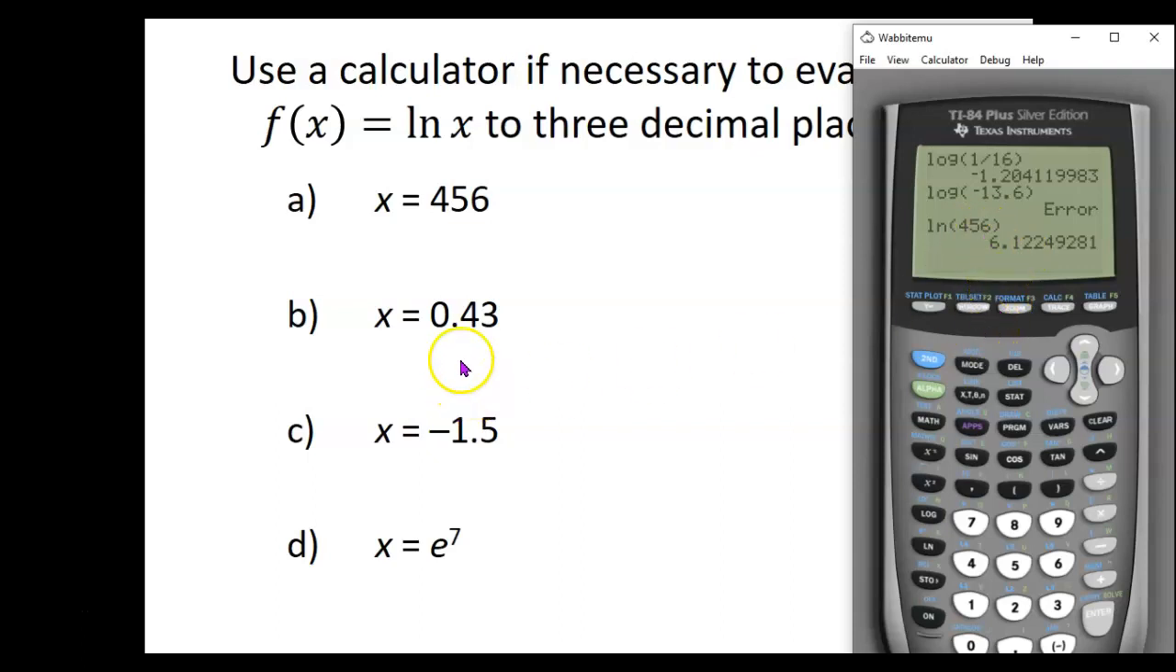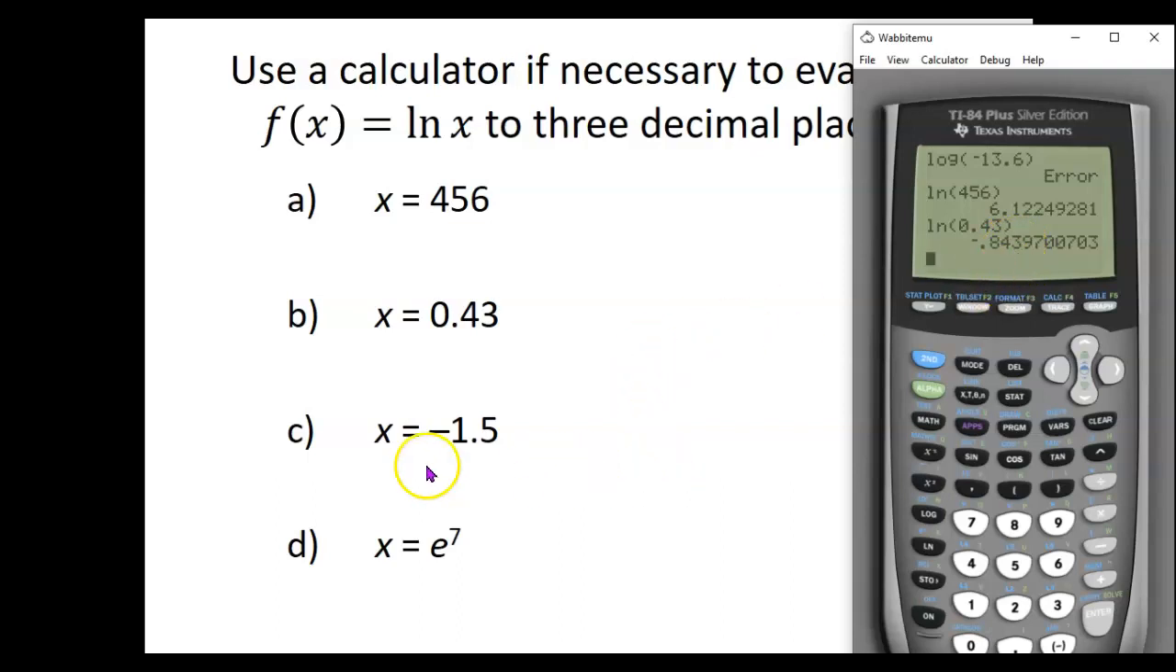Okay, how about the ln, the natural logarithm of 0.43? That comes out to negative 0.844 if I want it rounded to 3 decimal places. So to the nearest thousandth, it's negative 0.844.